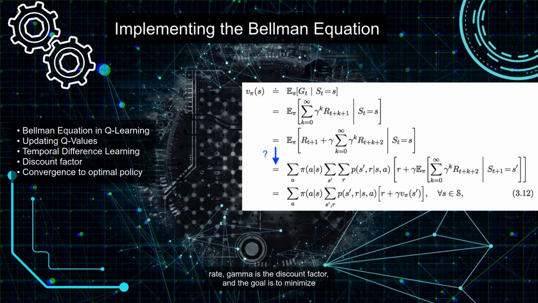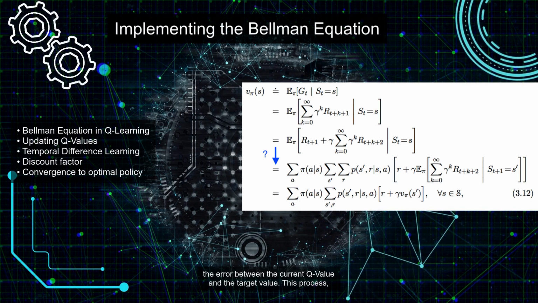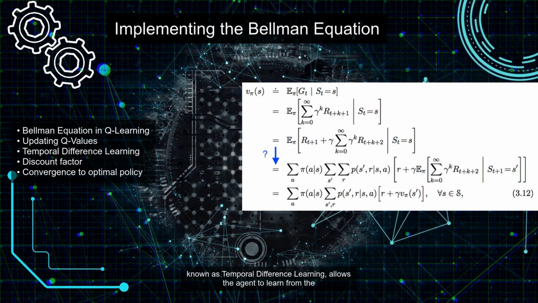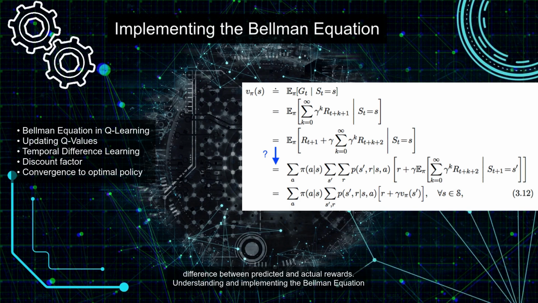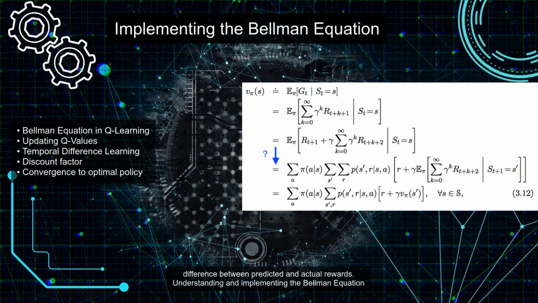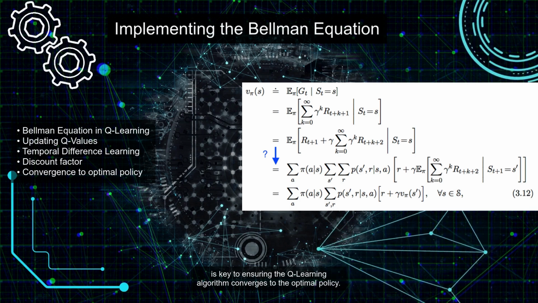Here, alpha is the learning rate, gamma is the discount factor, and the goal is to minimize the error between the current Q value and the target value. This process, known as temporal difference learning, allows the agent to learn from the difference between predicted and actual rewards. Understanding and implementing the Bellman equation is key to ensuring the Q learning algorithm converges to the optimal policy.